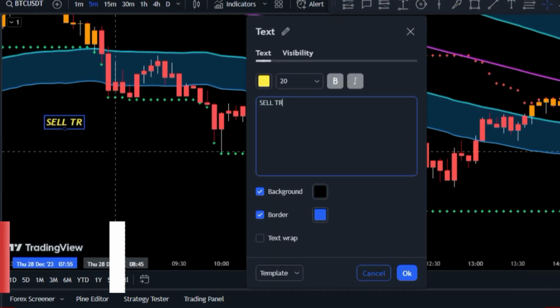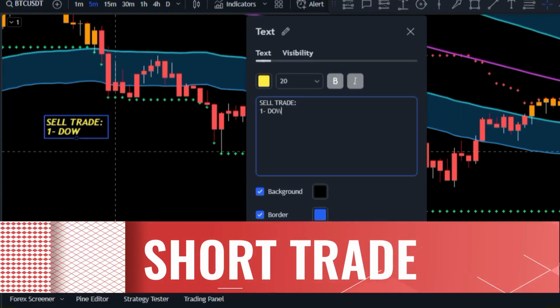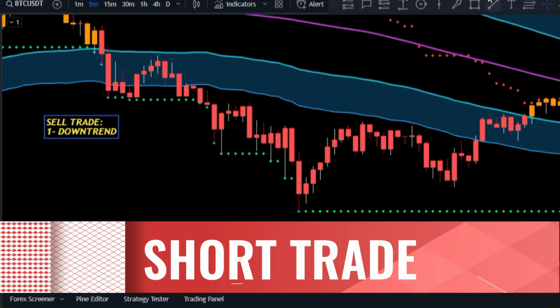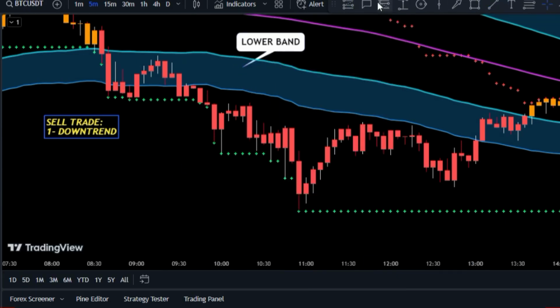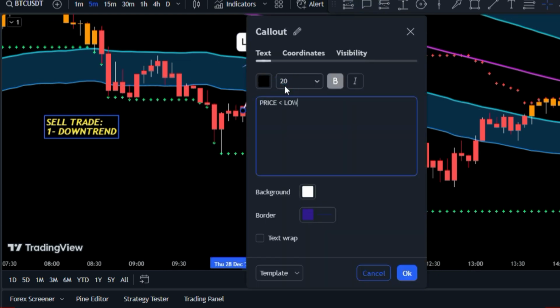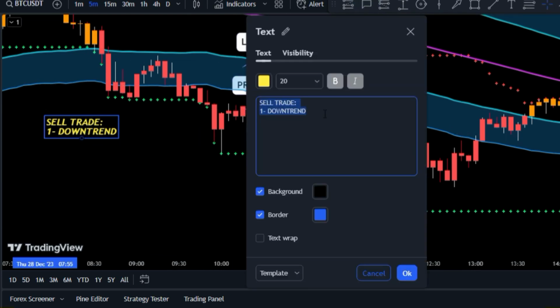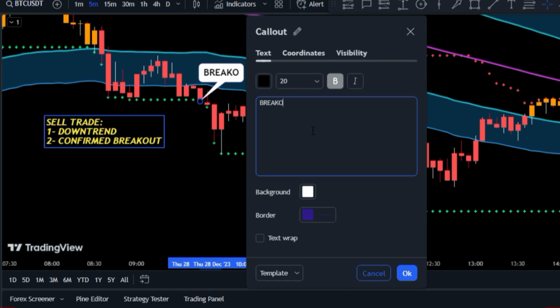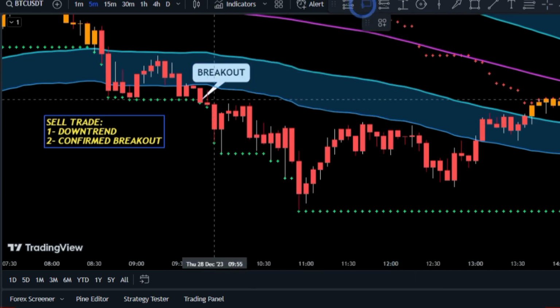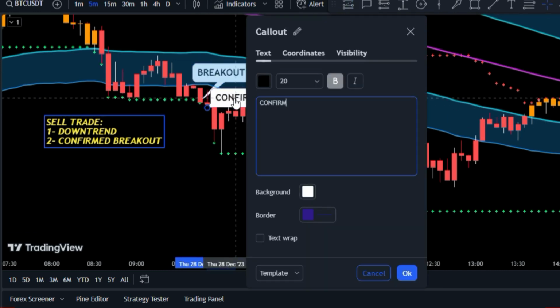Now let's talk about the rules for a short trade. First off, you want to confirm that the market is on a downward trend. It's like swimming downstream. It's easier when you're going with the current. Then you'll be on the lookout for a bearish breakout of a previous swing low. Think of it as a red light, signaling that the downward momentum is picking up speed.